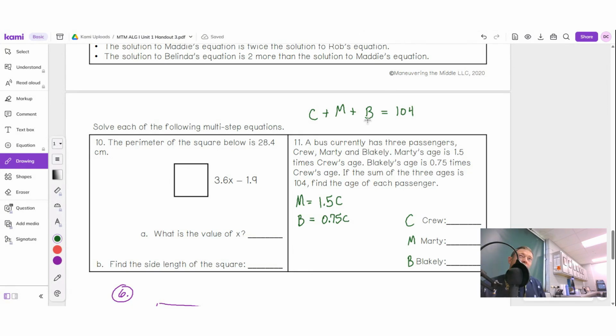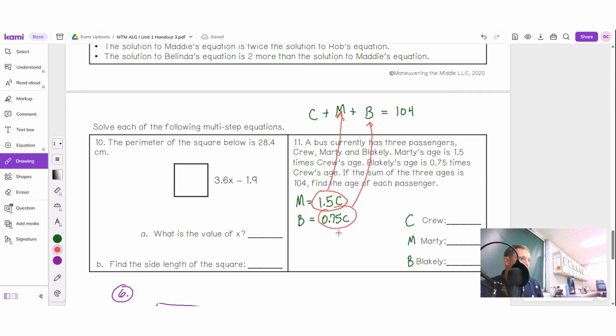But when you're solving equations, you don't want multiple variables. Those are more difficult to solve. We want to try to get down to 1. So we're going to replace 2 of these letters with the 2 expressions that we have substituted for them down here. We're going to replace M with this expression, so it's going to go there. And then we're going to replace B with this expression because it's equivalent to Blakely's age.